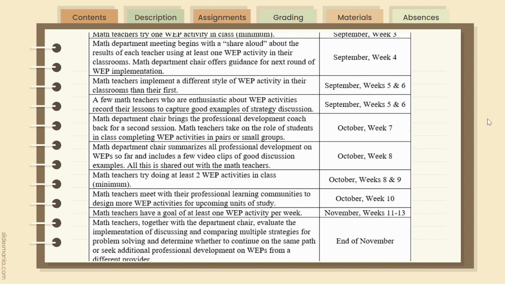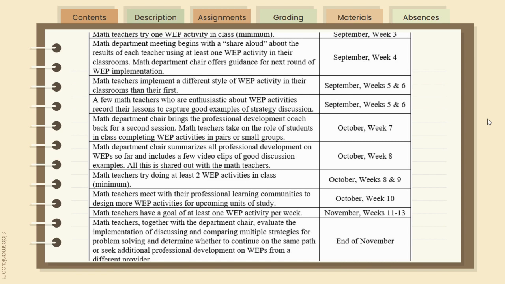And then in week 3, we would want to ask teachers, all teachers of math, to try one activity minimum. And then in week 4, we would have the math department meeting begin with a share aloud from all of the teachers on the results of them trying at least one WEP activity that previous week. And then at that point, when the discussion wraps up, the math department chair would offer some guidance for the next round of WEP implementation.